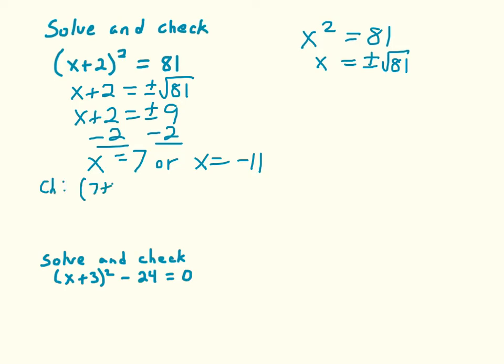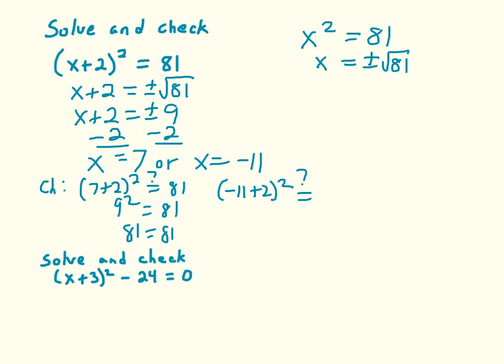7 plus 2, the quantity squared, does that equal 81? Well, that's 9 squared equals 81. 81 equals 81. Then I'm going to plug in negative 11. And I'm going to ask myself, does negative 11 plus 2, the quantity squared, equal 81? Well, that's negative 9 squared. And that does equal 81 also. So that confirms my two solutions of 7 and negative 11.